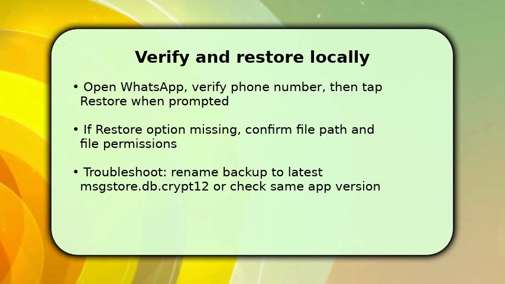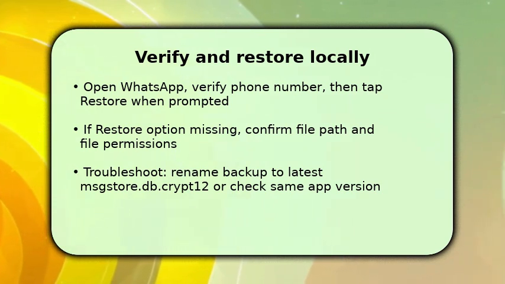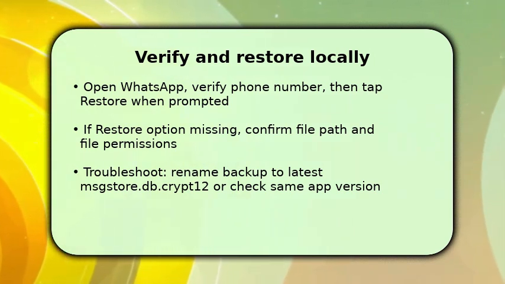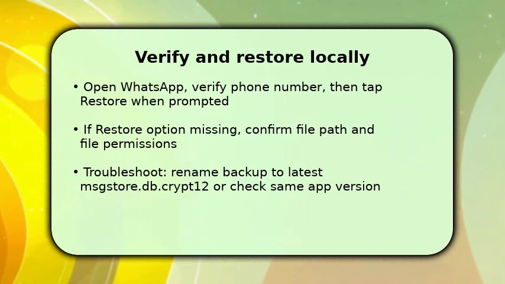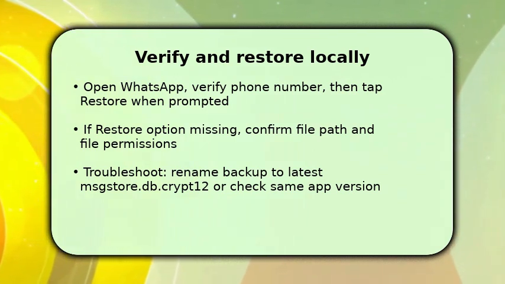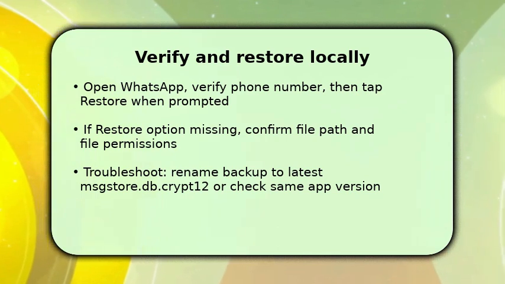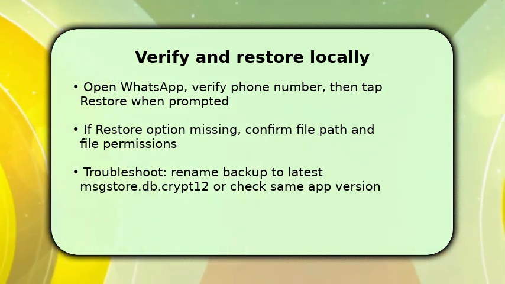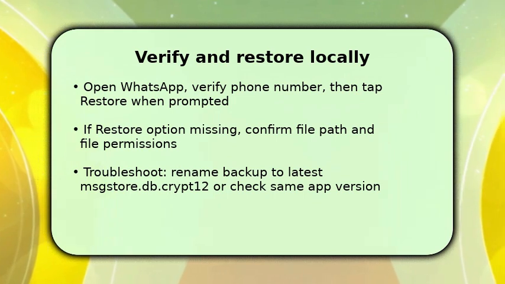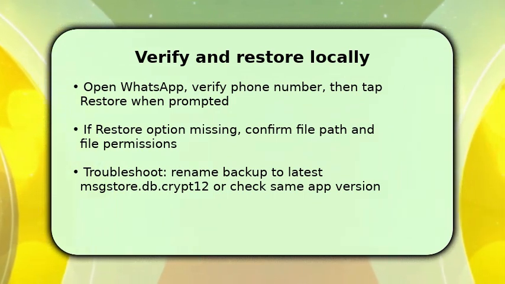If WhatsApp doesn't detect the backup, make sure the databases folder is in internal storage /WhatsApp and file names match expected patterns. If that still fails, rename the backup to msgstore.db.crypt12. Confirm app permissions for storage, and retry the verification and restore process.